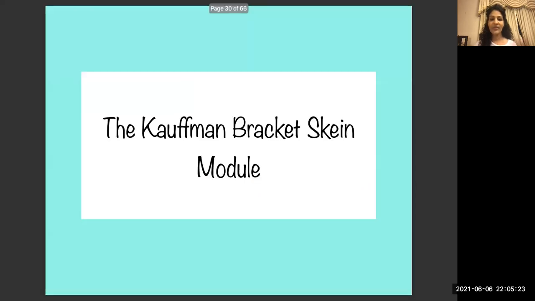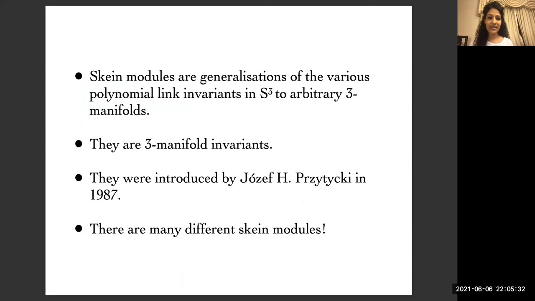Okay. So now we're ready to discuss skein modules, and in particular the Kauffman bracket skein module. So what are skein modules? They are essentially three manifold invariants. They are algebraic objects that you associate to a three manifold, and they say something about the three manifold based on the kind of knot and link theory that it admits. They were introduced by Joseph Przytycki in 1987, and there are many different skein modules. The reason for this is that you can take the knots and links in the three manifold to be oriented or unoriented, framed or unframed, or up to homotopy or up to isotopy.